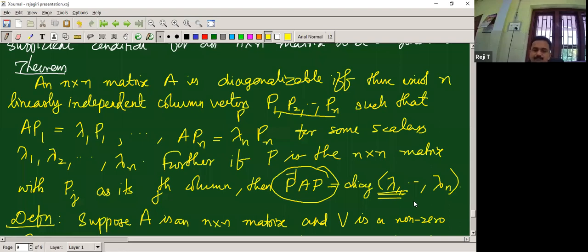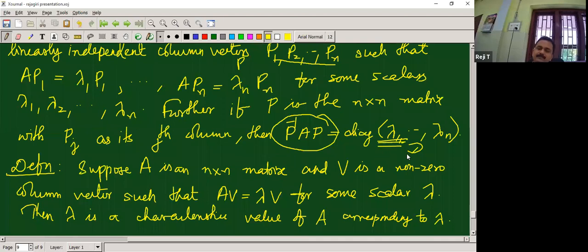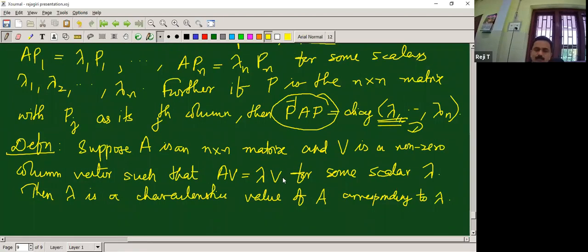So this leads to the definition of eigenvectors. Suppose A is an n by n matrix and V is a non-zero column vector such that AV is equal to lambda V for some scalar lambda, then lambda is a characteristic value of A. So for discussing diagonalization, this is very natural. If A is similar to a diagonal matrix, we have seen that A Pj should be equal to lambda j Pj. So this leads to the definition.